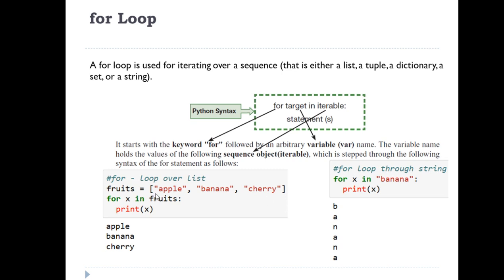covered with square brackets. Now I am writing the for loop. For X. As I said, the second one would be a variable. In fruits, fruits is something which is a sequence. In this case, it's a list. I'm just trying to print X.